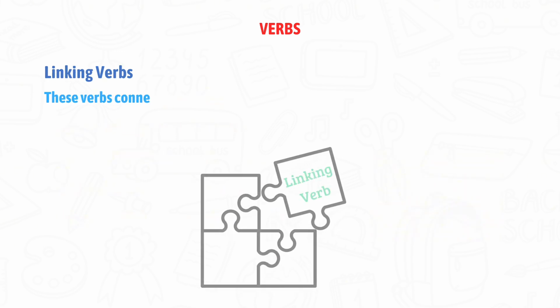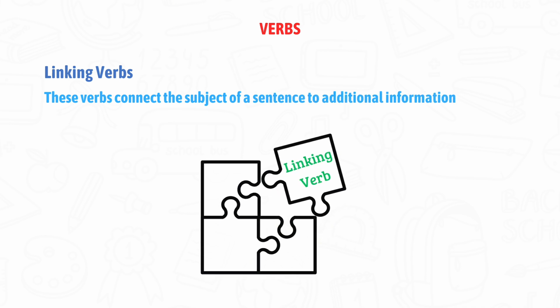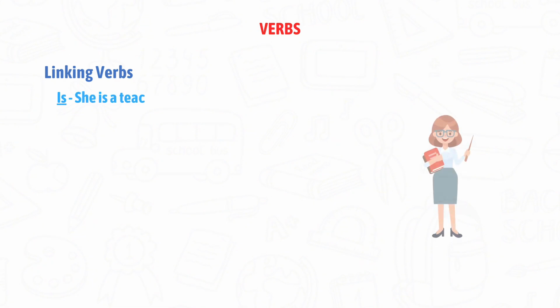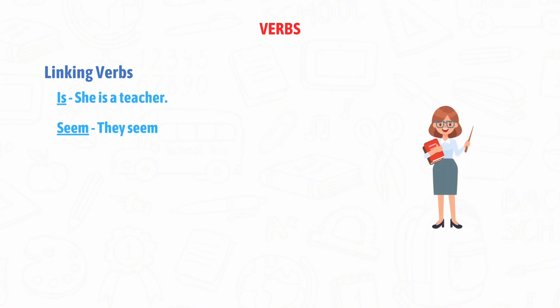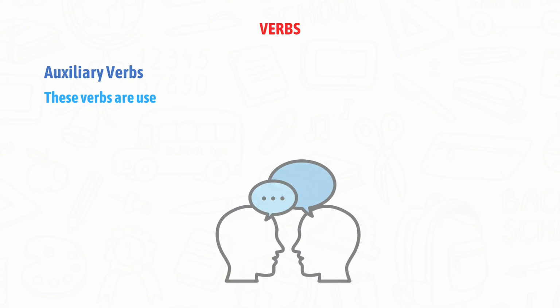Linking verbs. These verbs connect the subject of a sentence to additional information about the subject. Is. She is a teacher. Seem. They seem tired today. Become. He became a doctor. Appear. The sky appears cloudy. Feel. I feel happy.